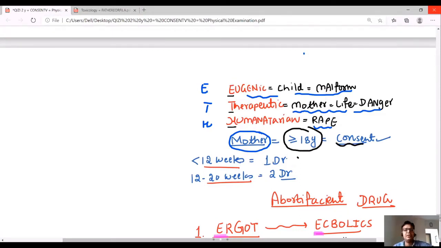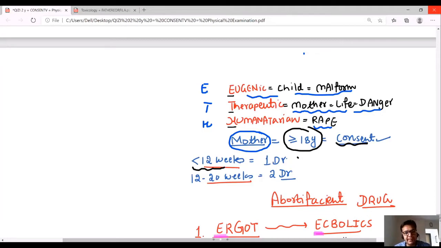And Doctor, if below 12 weeks, one doctor's help is required. Between 12 to 20 weeks, two doctors' help is required. But sir, there is one amendment now.